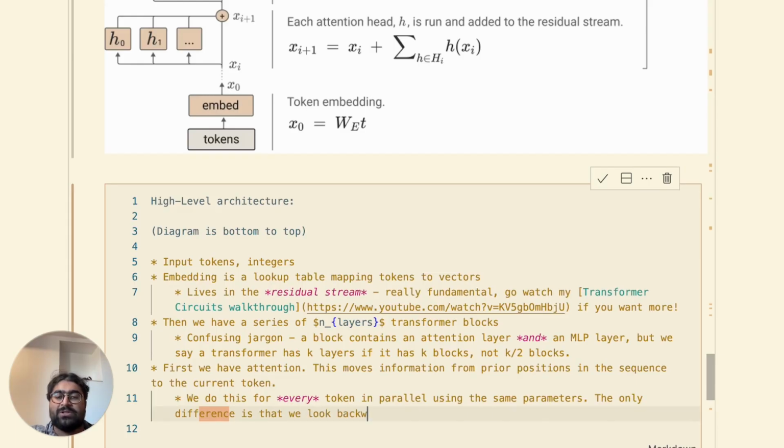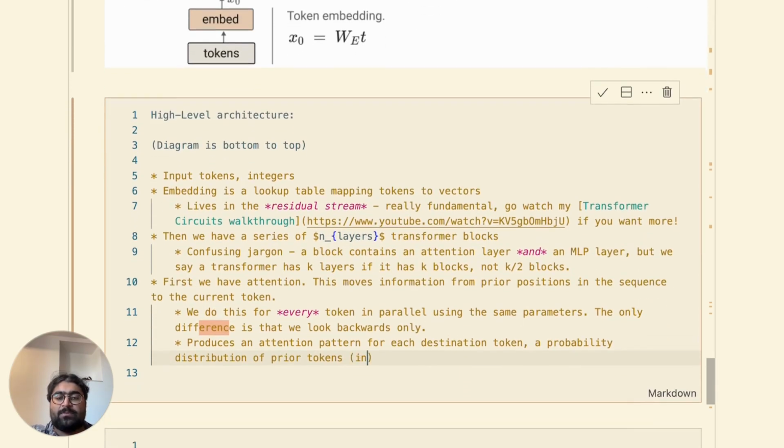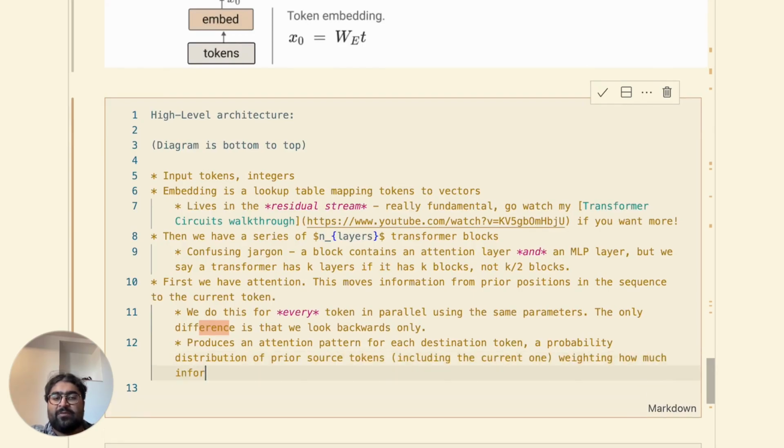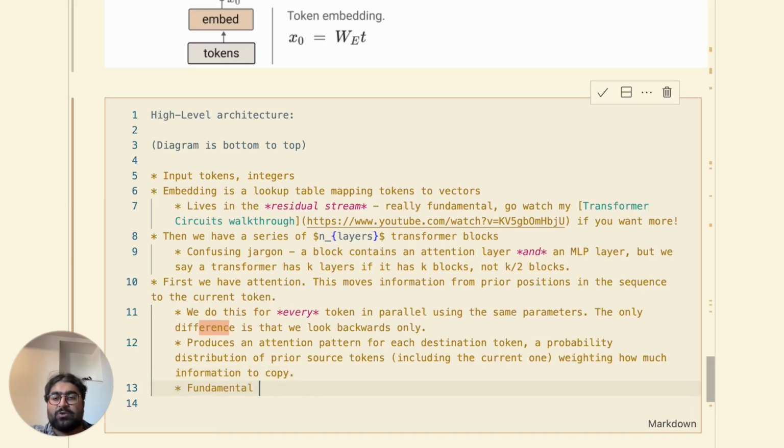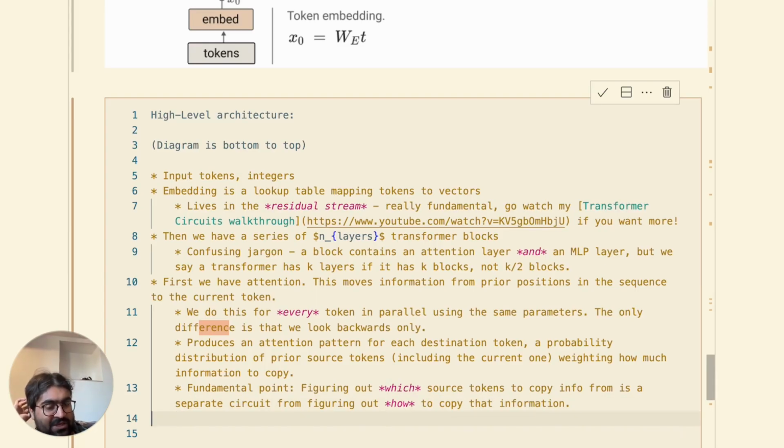The only difference is that we look backwards only, and this produces an attention pattern. For each destination token, a probability distribution over prior tokens, including itself, weighting how much information to copy. A fundamental point: figuring out which source tokens to copy info from is a separate circuit from figuring out how to copy that information. So I just wrote a bunch of jargon. What do I mean by this? You should go watch my transformer circuits walkthrough if you want more.